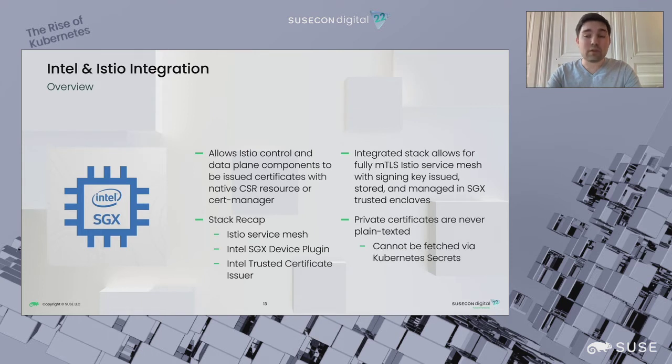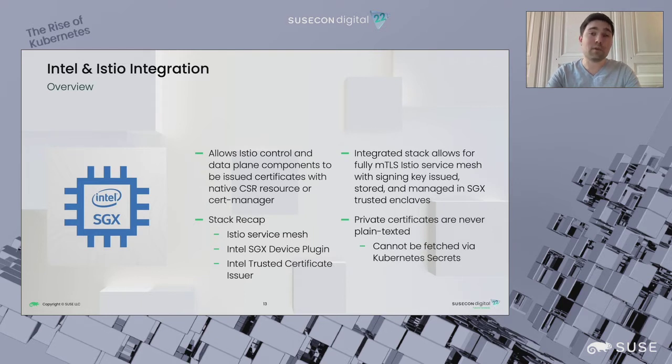If you go to fetch the secret, all you will see is the public key. The private key field will be empty. And anytime the service mesh requires that private key, it has to go through a trusted function call, and that entire operation will run in a trusted enclave on a system that has SGX.